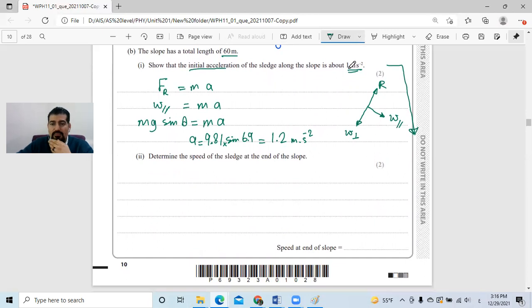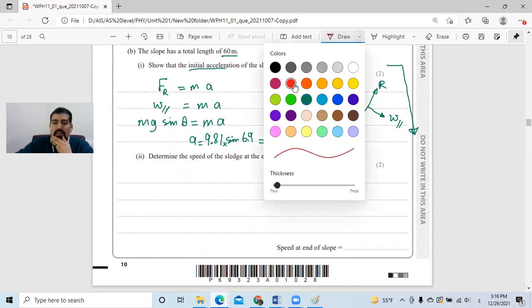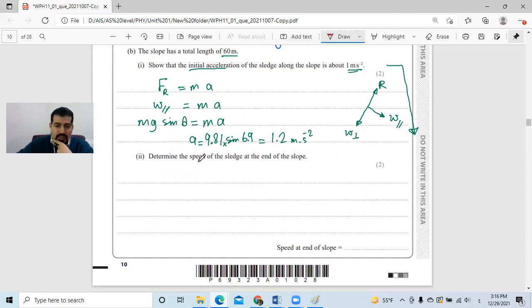Next, what they said. They said determine the speed at the edge of the slope. Now we know that we have to use SUVAT here because we have acceleration. I don't have time, and the distance is 60. The initial speed is 0, and the final speed, I don't have it. They ask about it, and the acceleration that we just found is 1.2.